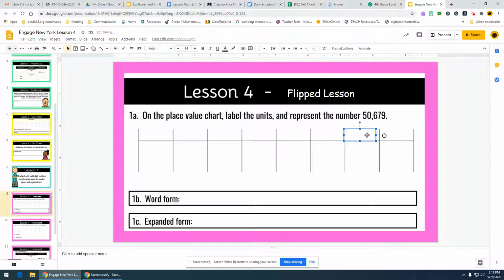O for 1s, T for tens, H for hundreds, TH for thousands, TTH for 10,000s, HTH for 100,000s, and our last place value that we discussed was millions. Ignore this last part. We only are going up to the millions today.